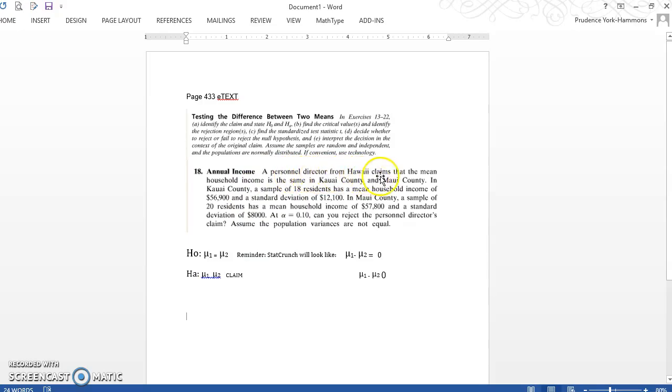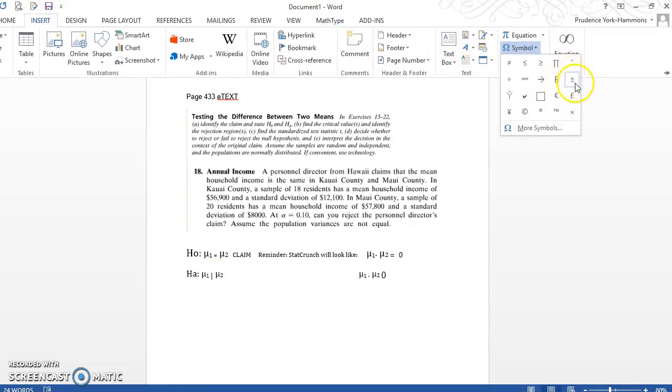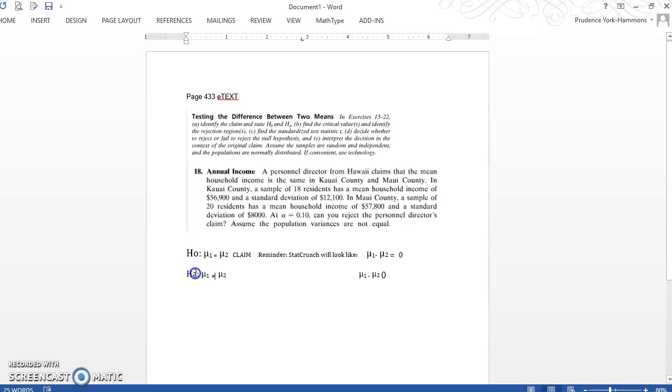It says a personnel director from Hawaii claims that the mean household income is the same in Kauai County as in Maui County. So if they're the same, that means you would use the equal sign, and since it's an equality symbol, we know that that is H sub O, and in this case, this is our claim, not the alternative hypothesis. Now, what symbol would we put here for H sub A if H sub O is equal? We need its complement, so the complement of equal is not equal. So I'm going to insert a not equal symbol, and that would be our alternative hypothesis with the not equal symbol.